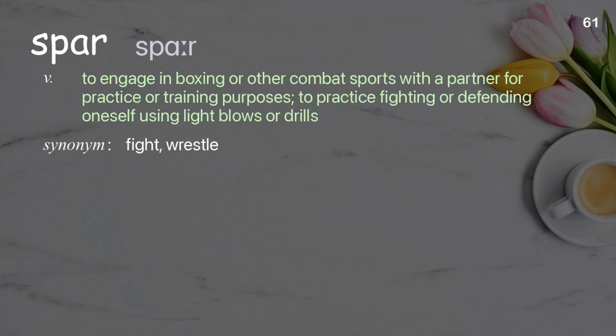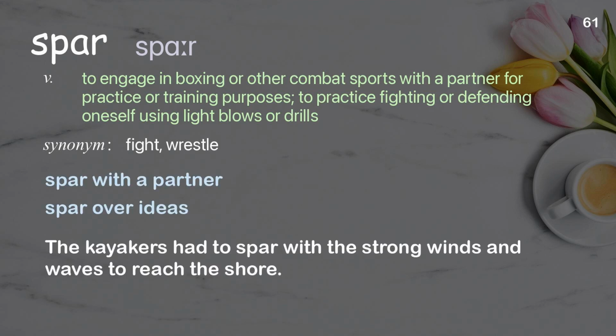Spar. To engage in boxing or other combat sports with a partner for practice or training purposes, to practice fighting or defending oneself using light blows or drills. Examples. Spar with a partner. Spar over ideas. The kayakers had to spar with the strong winds and waves to reach the shore.